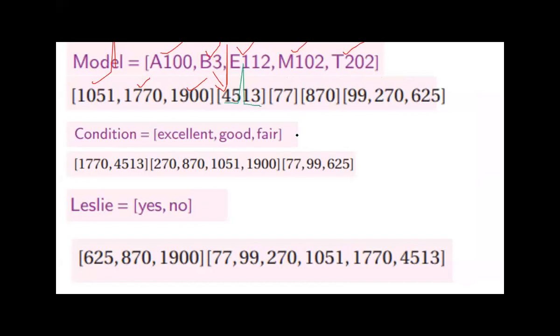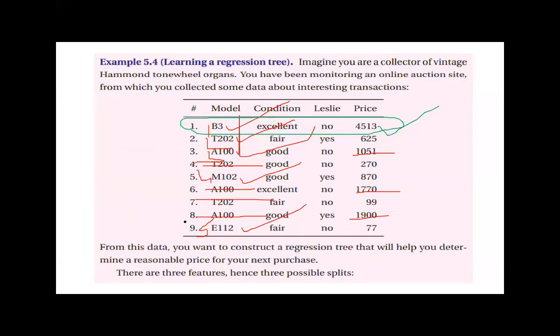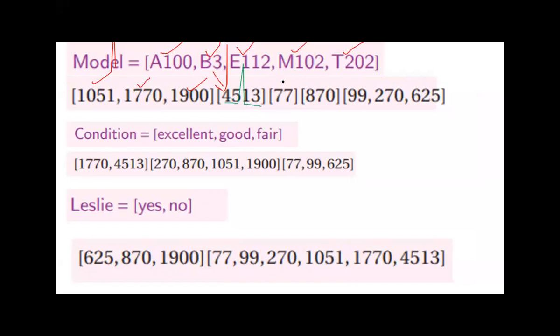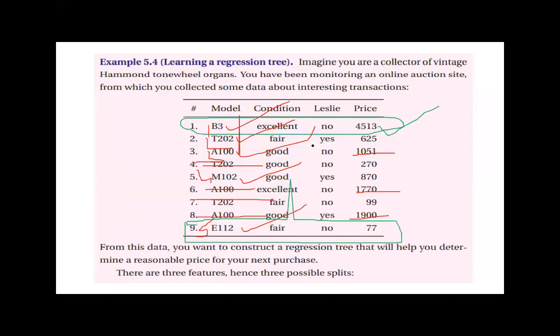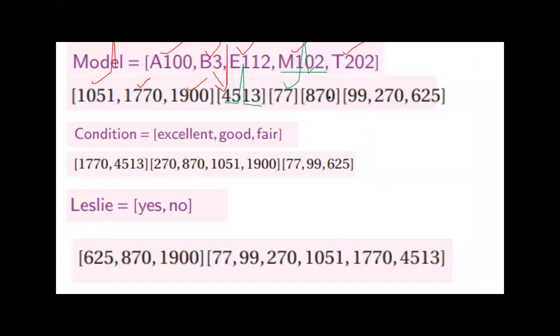Now if you talk about E12, there is only one record on E12. So it is 77, so we can write that as 77. Now if you talk about M102, you can see here there is only one record on M102. It is written as 870.